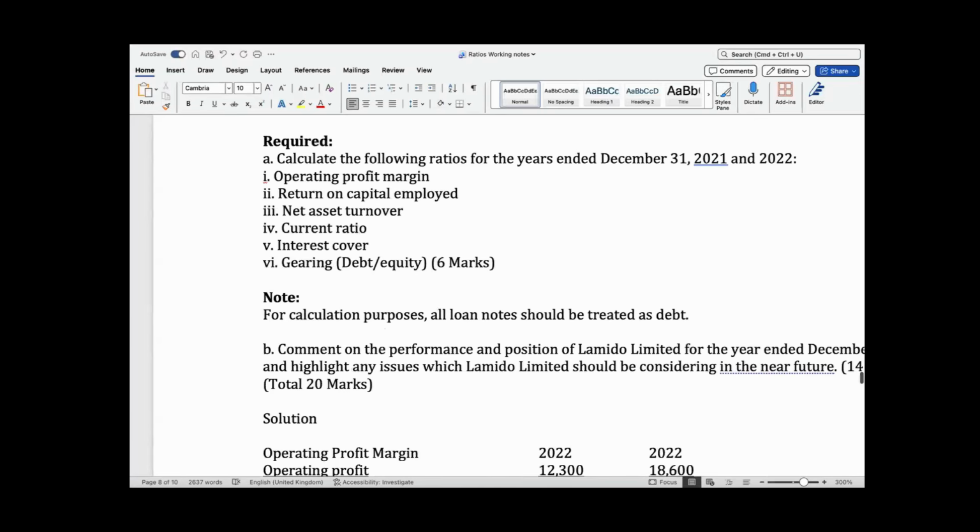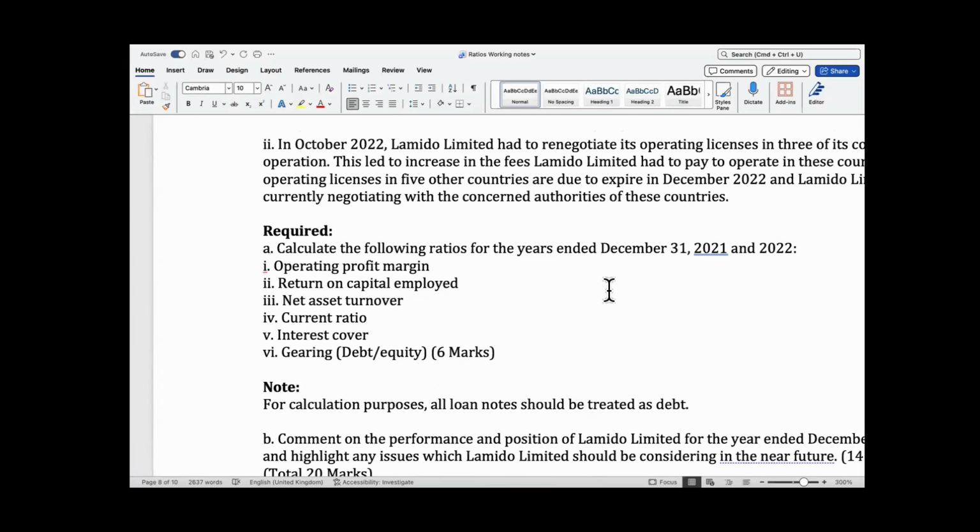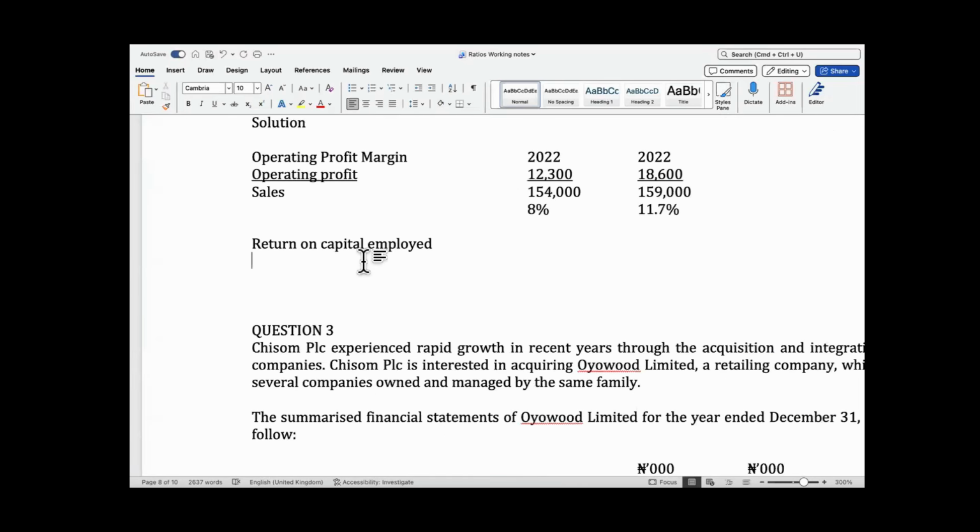Since the examiner has already spoken, they didn't tell me what to use as capital employed. But now that you are given profit from operations, it is advisable to use your PBIT, which is profit from operations, divided by your capital employed, which is your equity plus debt. And this is 12.3.